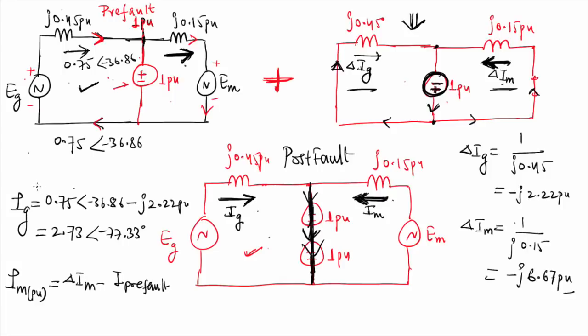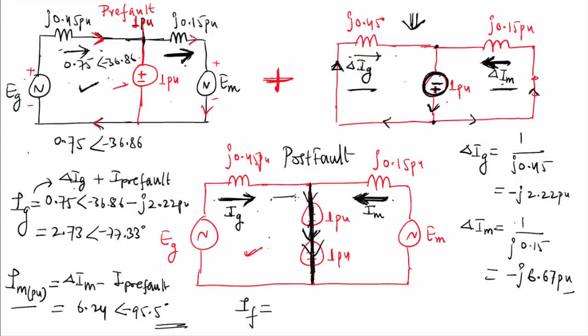Got it? While finding the value of Ig, I was getting del Ig plus I pre-fault. But here while finding the per unit post fault current in motor, it will be del Im minus I pre-fault, because after fault the direction of current in motor will change. So it will be equal to 6.24 at an angle of minus 95.5. So by using this Thevenin concept also, you are getting the same current in generator as well as motor as well as the fault current. So I can easily find the fault current here. It will be Ig plus Im. So fault current will be the phasor sum of Ig plus Im.